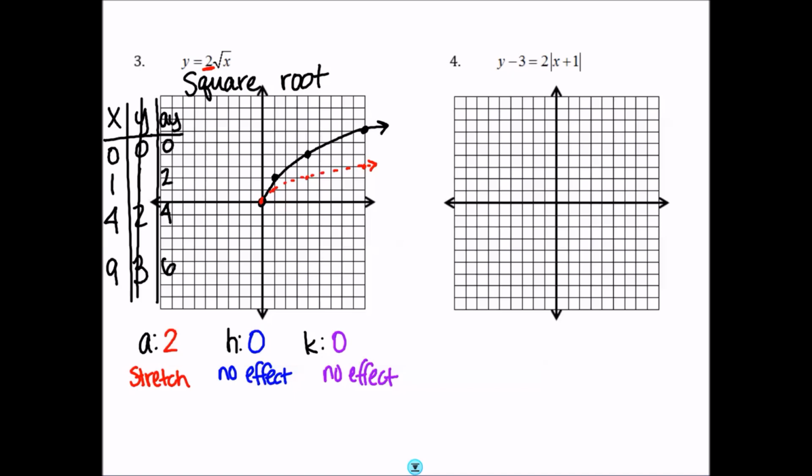Now let's take a look at number 4. This one's going to be a little bit more complicated. This is an absolute value function.